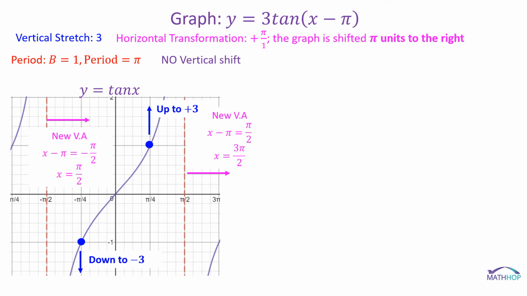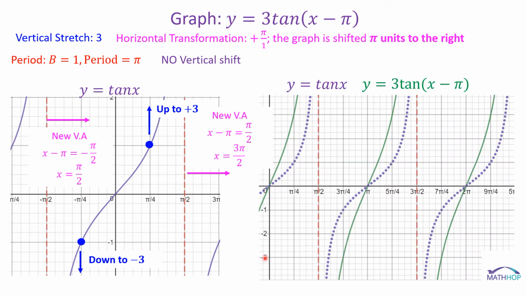Okay, so let's graph this, and let's graph both functions on the same graph and see if we can make sense of it. So in purple, we have our y equals tangent of x, which we already had. And this new green function is 3 times the tangent of x minus pi. So what has happened? Our left-hand asymptote is shifted to pi over 2, and then 3 pi over 2. Our 0 is still halfway between there, so our 0 is at pi.